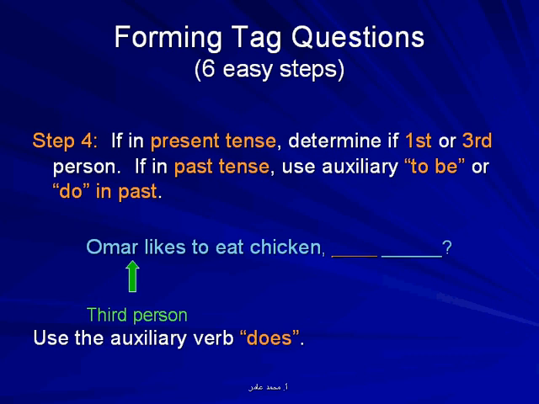Step 4. If in present tense, determine if first or third person. If in past tense, use the auxiliary to be or do in the past. Omar likes to eat chicken. It's third person. Use the auxiliary verb does.